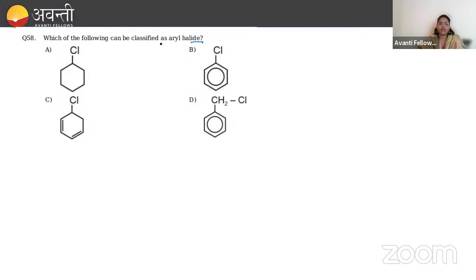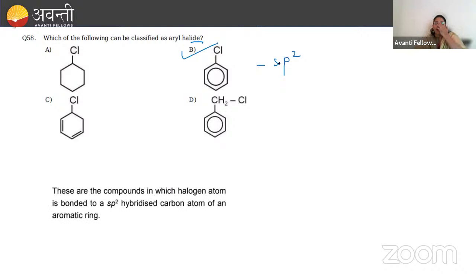See, what is here? Double bond, single bond, triple bond, only single bond. Here there is a double bond. Yeah, very good, Ayushi. Correct. So this is our aryl halide. Why are we calling this aryl halide? Because the halogen is attached to the sp2 hybridized carbon atom of an aromatic ring. So when a halide is attached to an aromatic ring, it is known as an aryl halide. So this is our correct answer, option B.